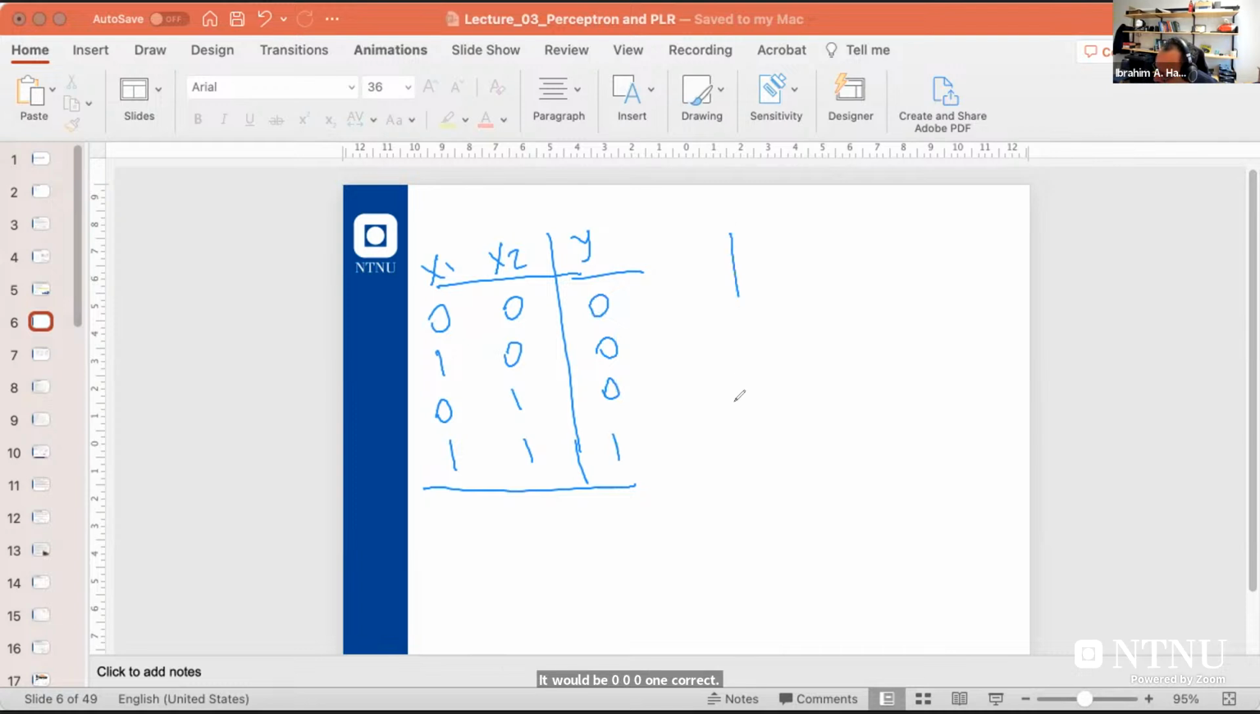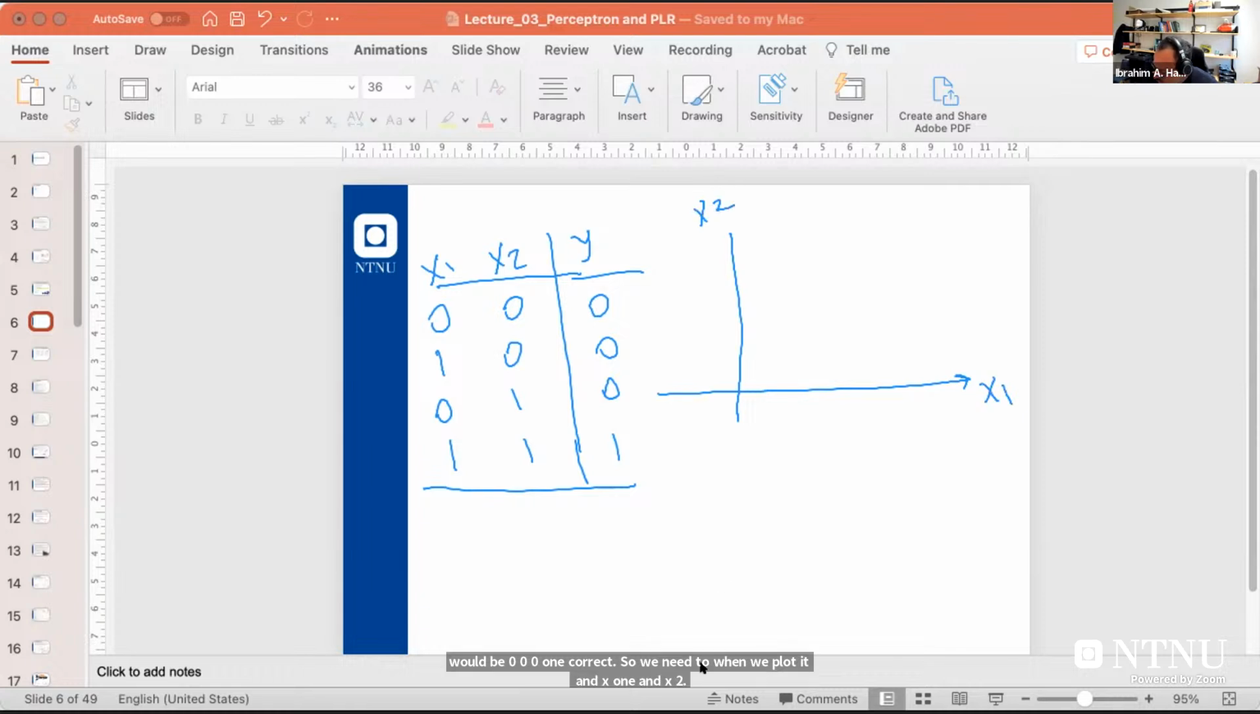So when we plot it in X1 and X2, we have here X1, we have here X2. So we need to plot our data set. When it's 0 and 0, it's 0. I will make it a circle. When it's 1 and 0, it will be here. It will be a circle. When it's 0 and 1, it will be here. X1 is 0 and X2 is 1. It will be like this one. And when it's 1 and 1, it will be a square, right? So now we have two classes, correct?